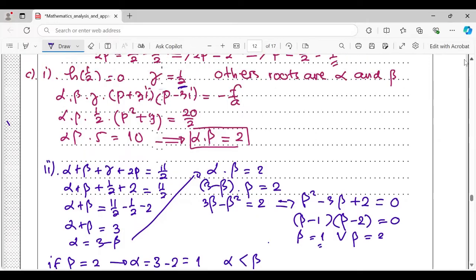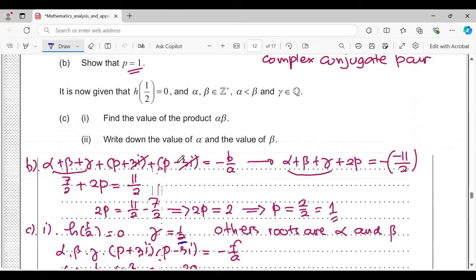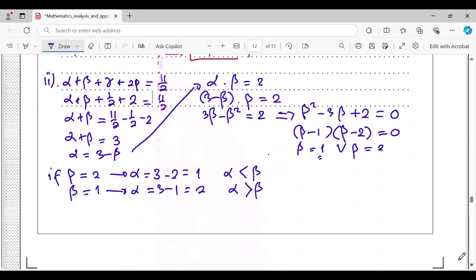This information tells us that alpha should be less than beta. So we receive this solution. So the solution is alpha equals 1 and beta equals 2.